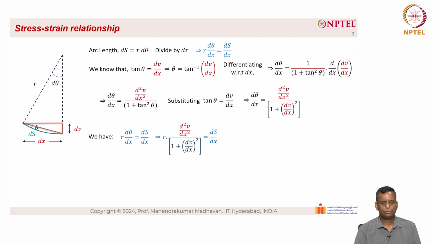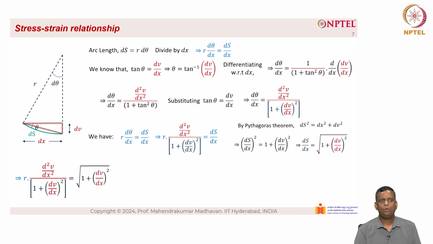Now r into d theta by dx is given as d square v by dx square divided by 1 plus dv by dx the whole square, which is equal to ds by dx. By Pythagoras theorem, we know that ds square equal to dx square plus dv square, as you can see from the left hand side of the triangle, the red color triangle. So basically, we are dividing this entire equation by dx. So we have ds by dx the whole square equal to 1 plus dv by dx the whole square. This gives you ds by dx equal to root of 1 plus dv by dx the whole square.